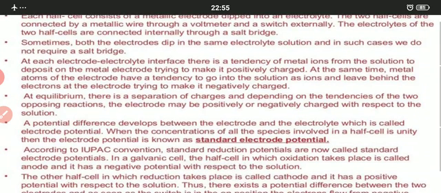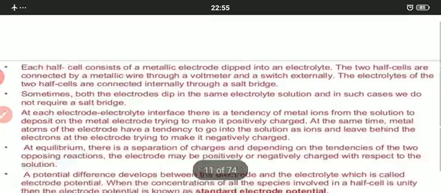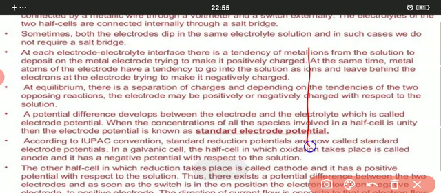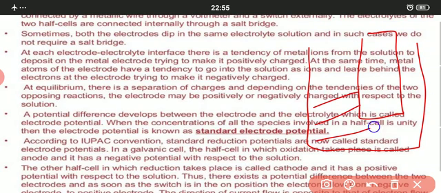At each electrode-electrolyte interface, there is a tendency of metal ions from the solution to deposit on the metal electrode, trying to make it positively charged. Suppose we have an electrode and electrolyte solution. The metal ions in the electrolyte solution have a tendency to deposit on the electrode surface and make it positively charged.